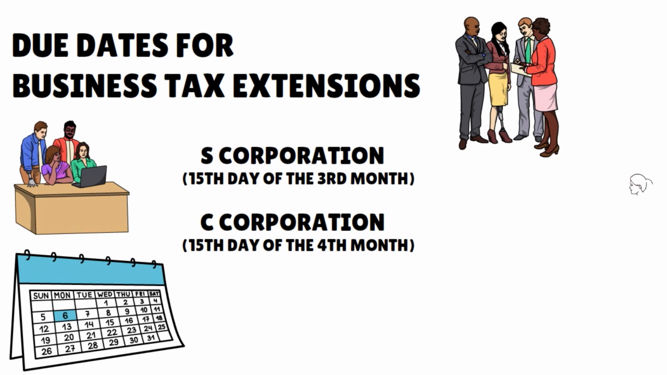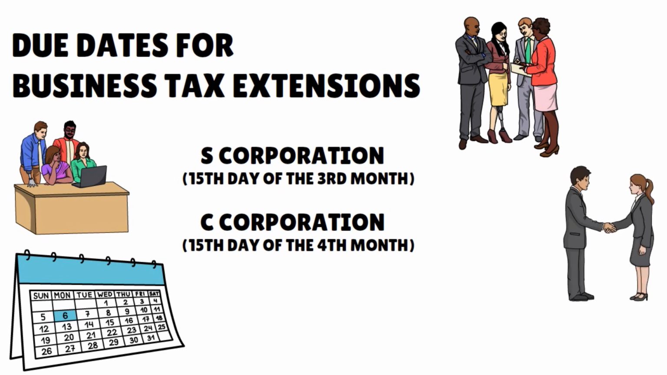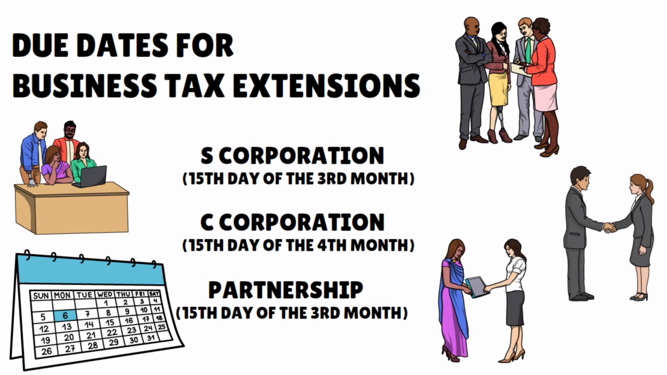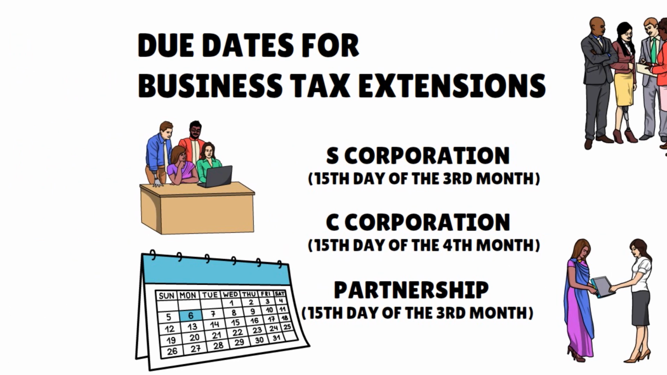What about the due dates for partnerships? If your business is organized as a partnership, your income tax return or extension is due by the 15th day of the third month after the end of your fiscal year. Again, if I give you an example here, if your partnership is a calendar year taxpayer with a December 31st year end, you must file a 2020 tax return or extension by March 15, 2021.